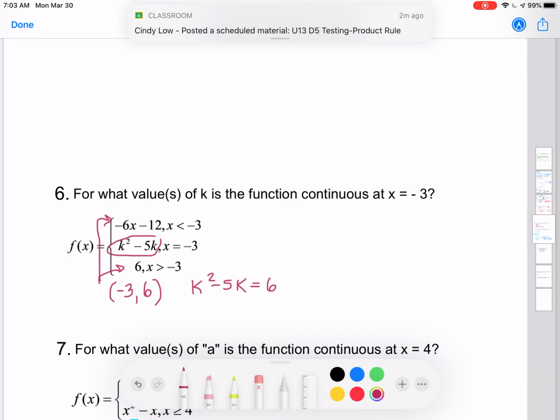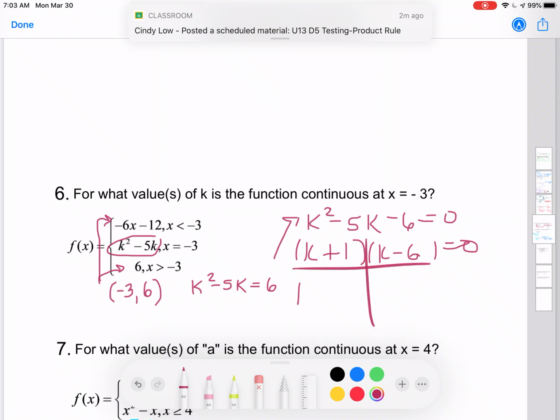I know what x is, but there's no x's in this. So isn't this a quadratic? So I'm going to come up here. k squared minus 5k minus 6 equals 0. So let's just factor: k minus 6 and k plus 1. We get k equals -1, and we get k equals 6. So we got 2 values that k could be.